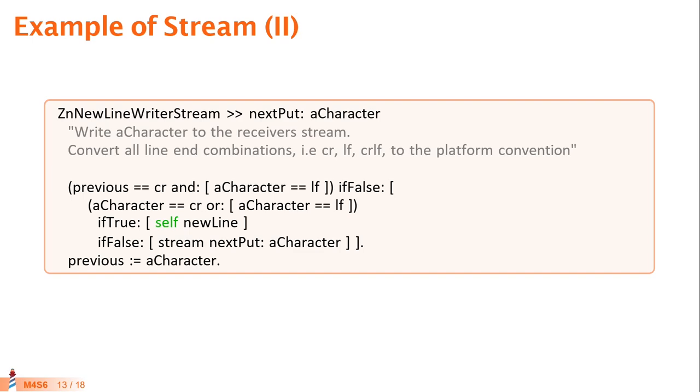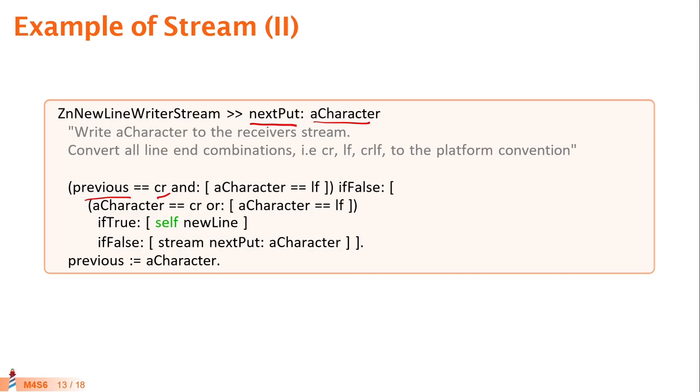But here, it needs to manage what happens when we try to put a character in the stream. So when we want to write a character in the stream, what it is doing here is that every time we're going to write a character, it is checking first the previous characters and the current character to see if they match the CR, CRLF, or the LF pattern.